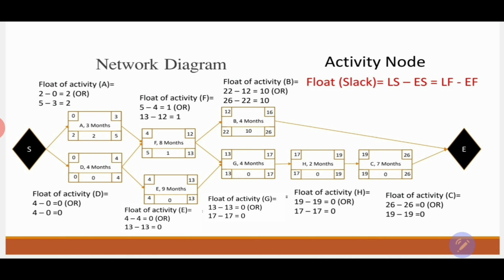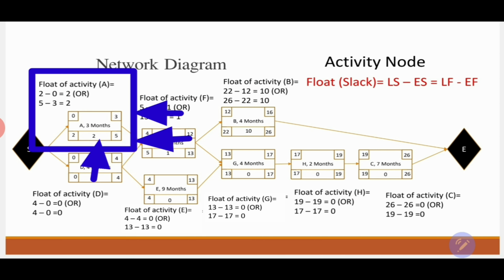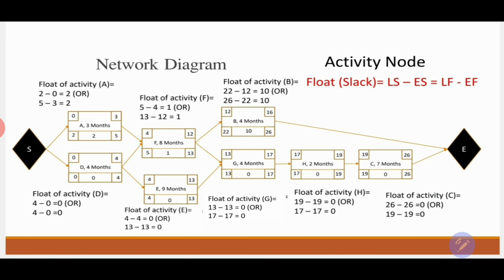Let's, for example, take activity A. Activity A has a late finish of 5 and an early finish of 3. If we subtract these two from each other, 5 minus 3 is equal to 2. If you do the same for the late start and the early start, 2 minus 0, that's going to be 2. Then activity A has a float of 2.